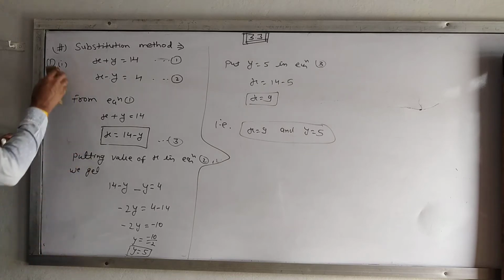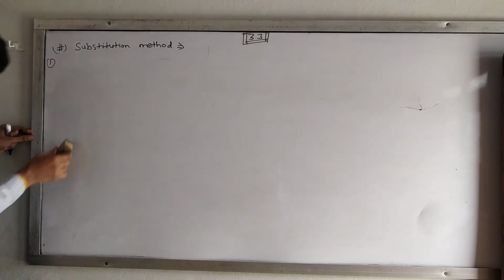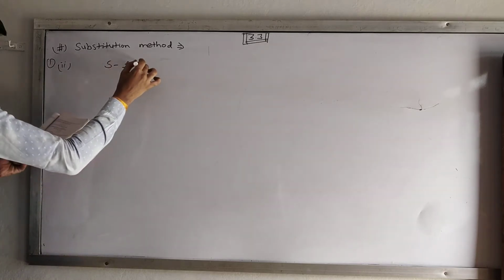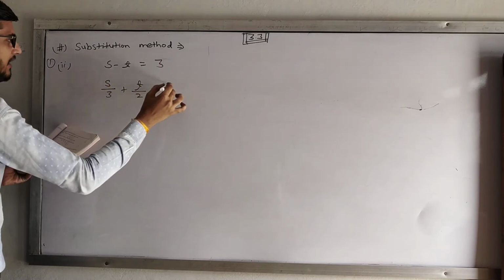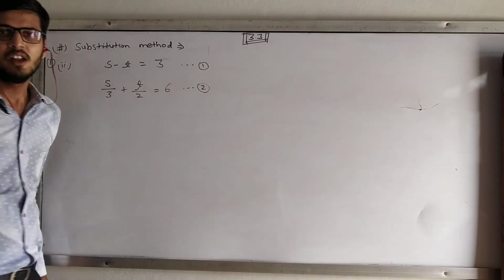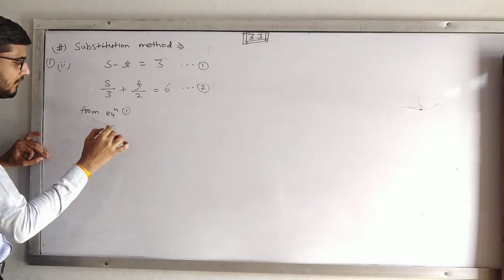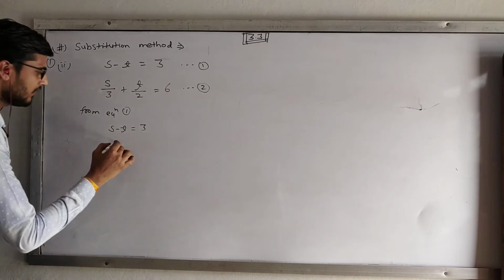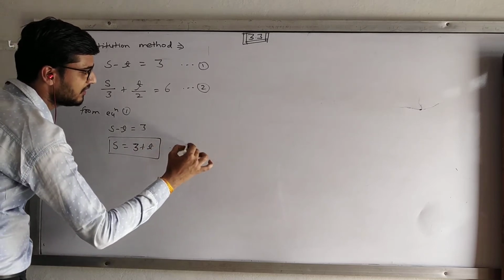Now take another question of your exercise. Question number two: s minus t equals 3, then s upon 3 plus t upon 2 equals 6. So let this be our first equation and this our second equation. From the first equation, s minus t equals 3, we find the value of s in terms of t. So s equals 3 plus t. This is our third equation.